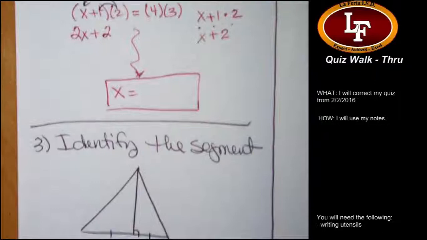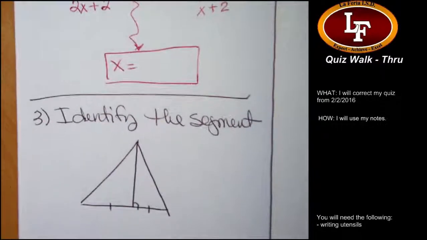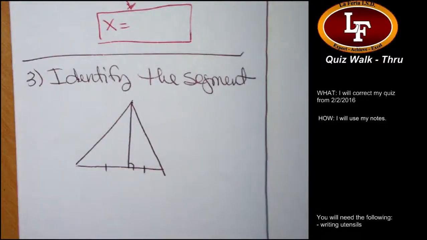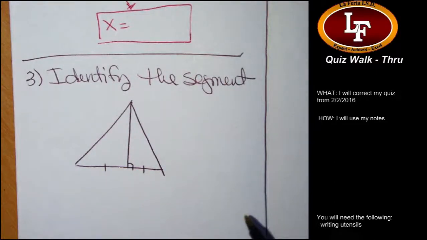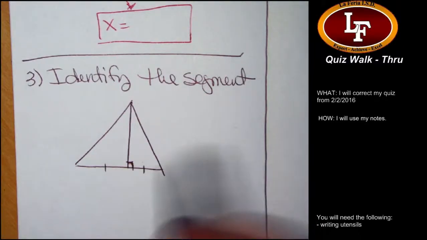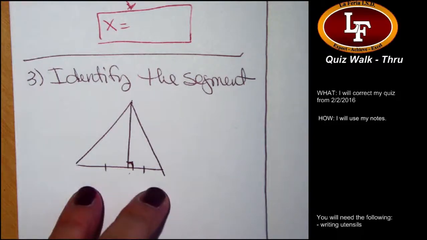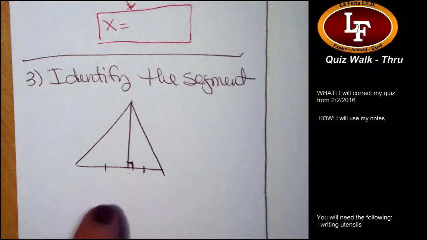Number 3 was identify the segment. Going back to your notes, going back to those segments. What do you see? We see a 90 and 2 congruence. Which segment had the 90 and 2 congruence? Median. Read the definition of median.